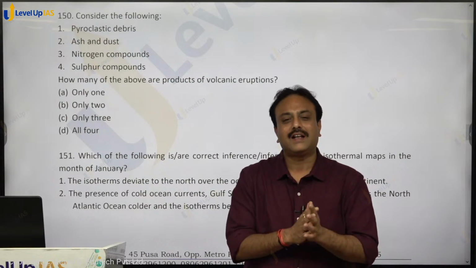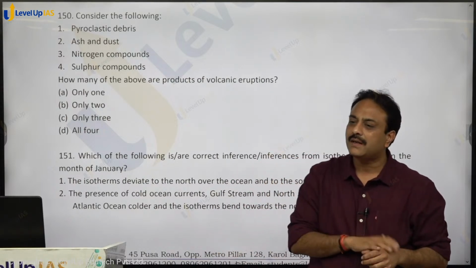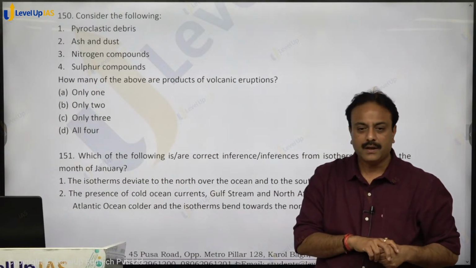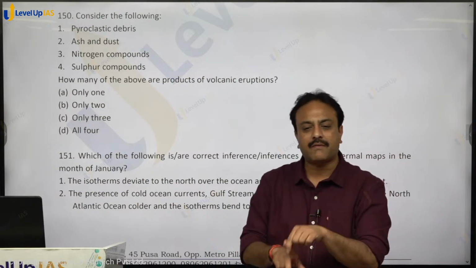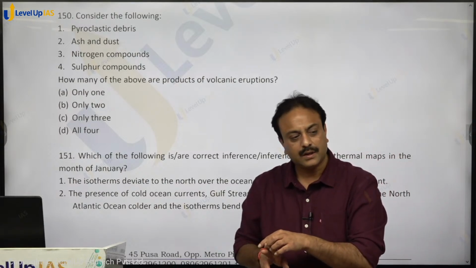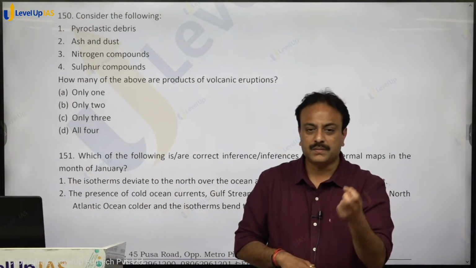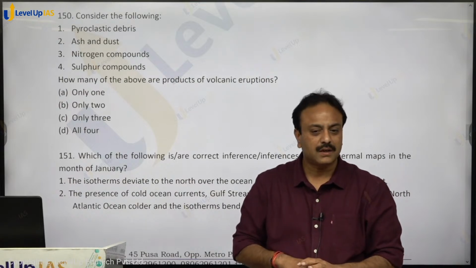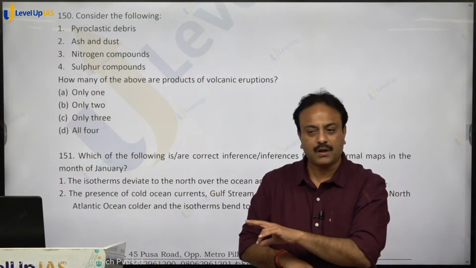There are 2 types of material that come out from a volcano. One is called as pyroclastic material, other is called as essential material. Essential material is lava and gas. Pyroclastic material: rocks, bombs, lapilli, they are pyroclastic.